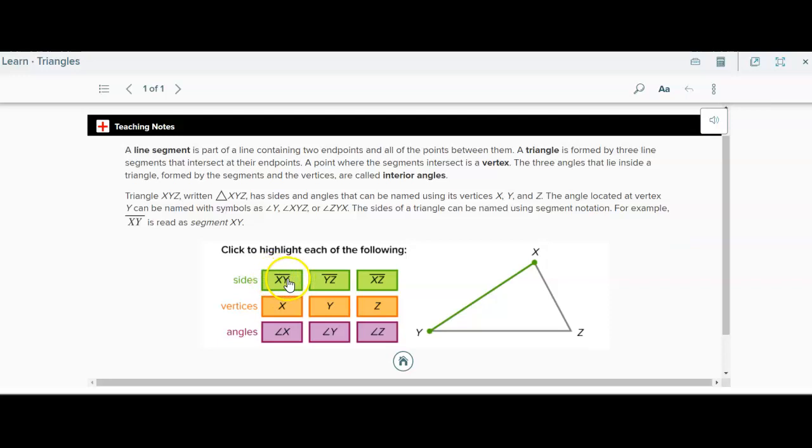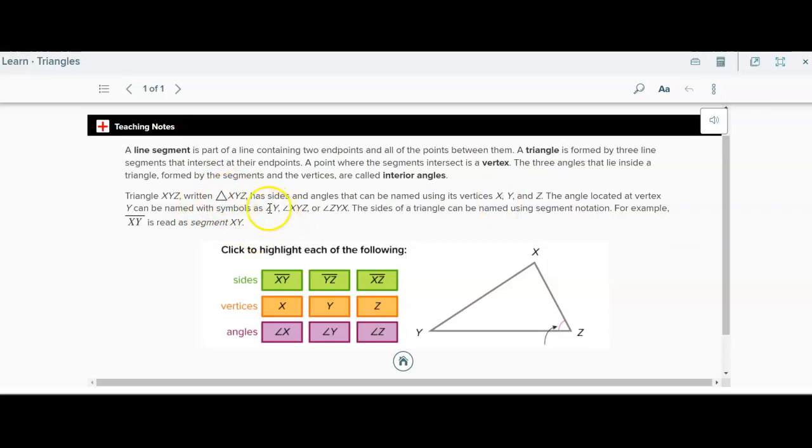So this is segment XY, segment YZ, segment XZ. Then we have our vertices, X, Y, Z, and then our angles, angle X, angle Y, and angle Z. Now with triangles, we'll label it triangle XYZ.